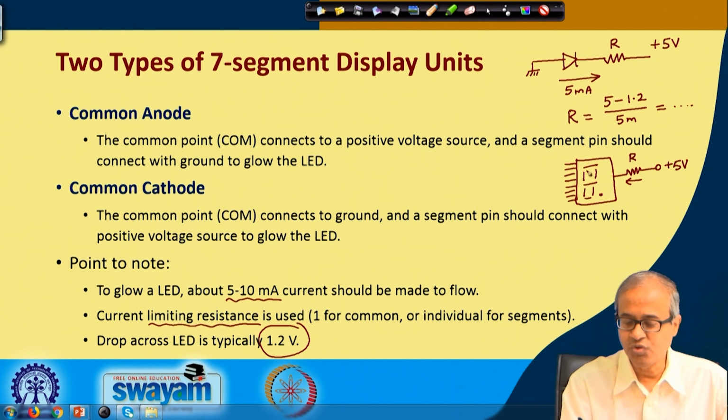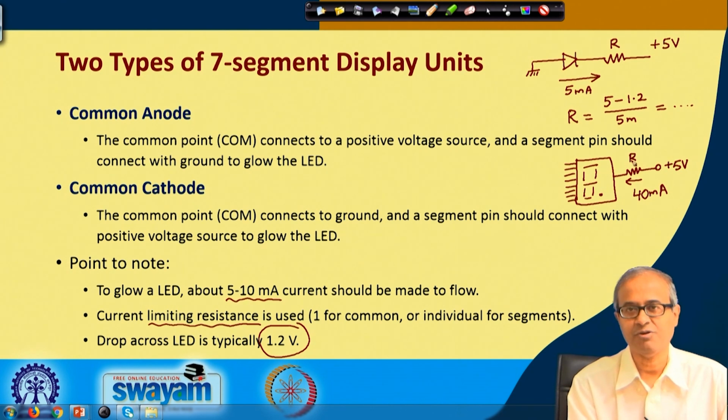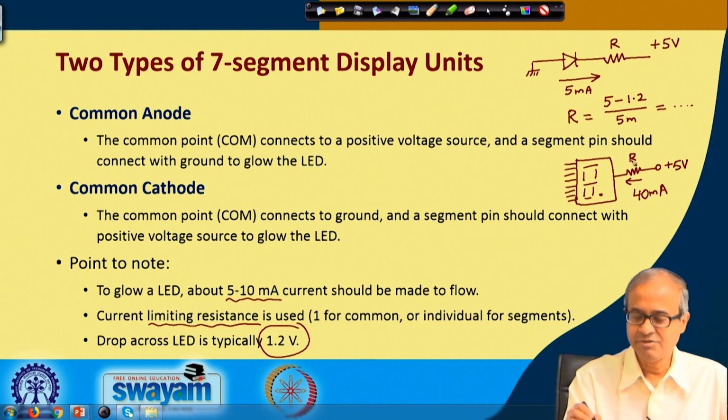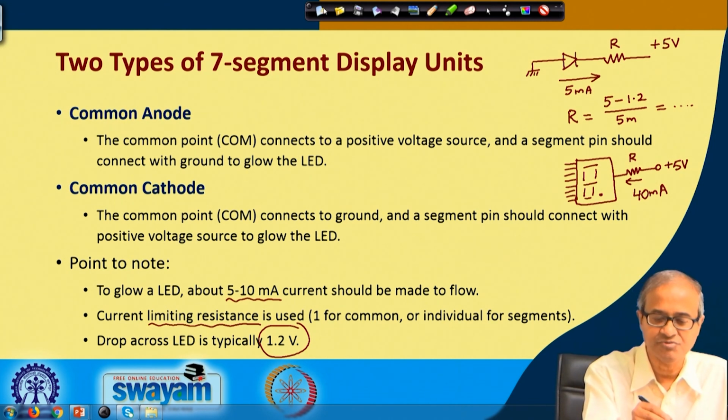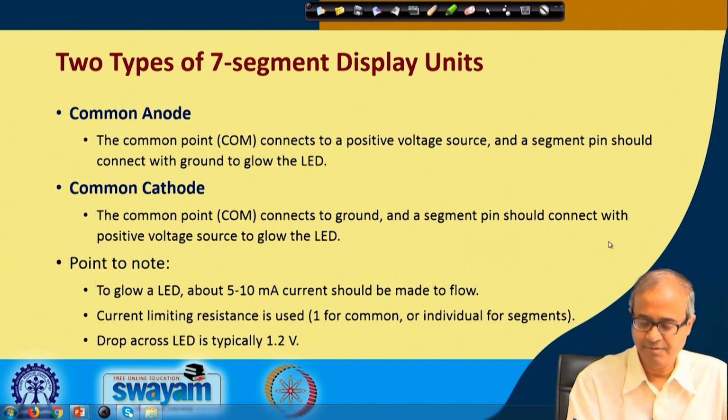Okay. So, in the worst case, when all the 8 segments are glowing, then this current will be divided among these 8 segments. So, in total you should allow 40 milliamperes of current to flow through this resistance. Accordingly, you should choose the value of the resistance. Okay. So, like this you can select the value of the resistance to be used.